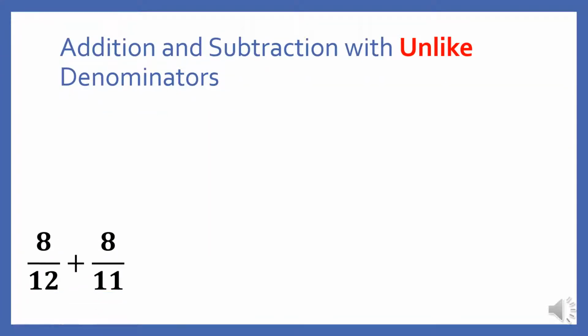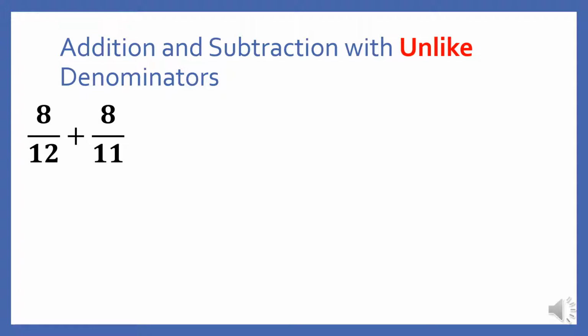Now we are going to add and subtract with unlike denominators. What do we do when we don't have common denominators? When we don't have like denominators, we must find the LCM, the lowest common multiple. And again, look at our tutorial on LCM if you don't know how to find the LCM.